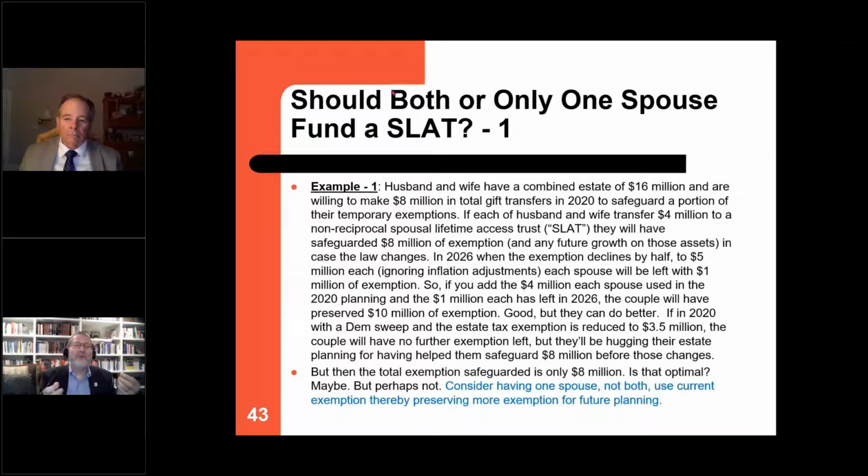If they each put in 4 into their own trust, they have a total of 4. They've lost exemption. You haven't helped. So just make sure the plan makes sense. And like I tried to illustrate, if asset protection is the primary goal, maybe.